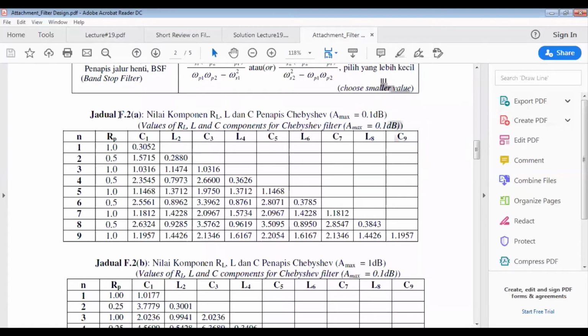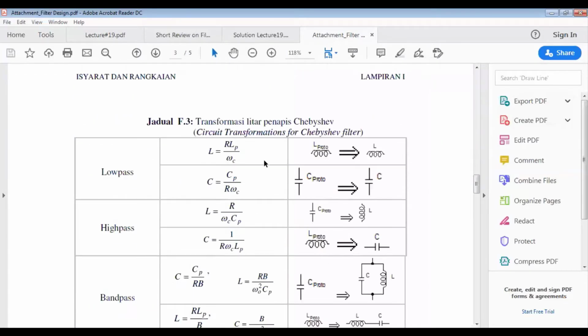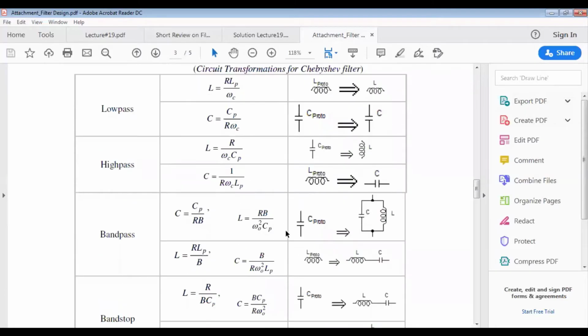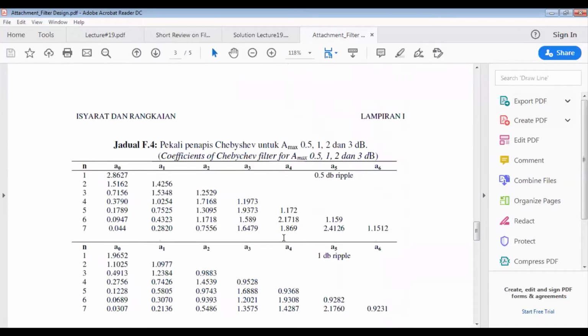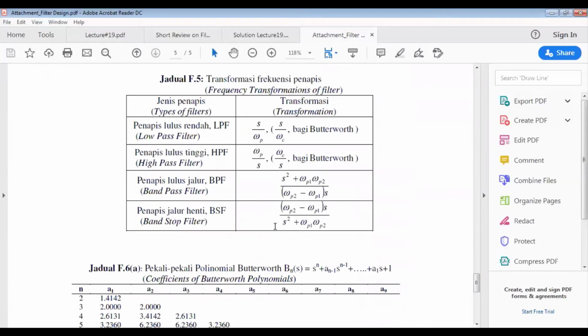F2 is for the Chebyshev, so just ignore this table F2. F3 is also for Chebyshev, also ignore this table F3. Table F4 is also for Chebyshev, we can ignore this table. And table F5 is the important one for the Butterworth. This is what I meant by the transformation.